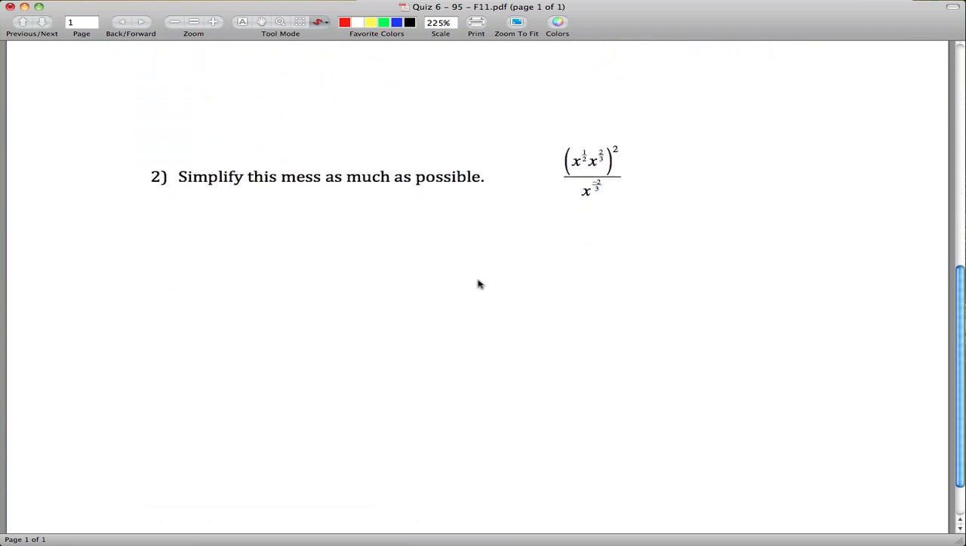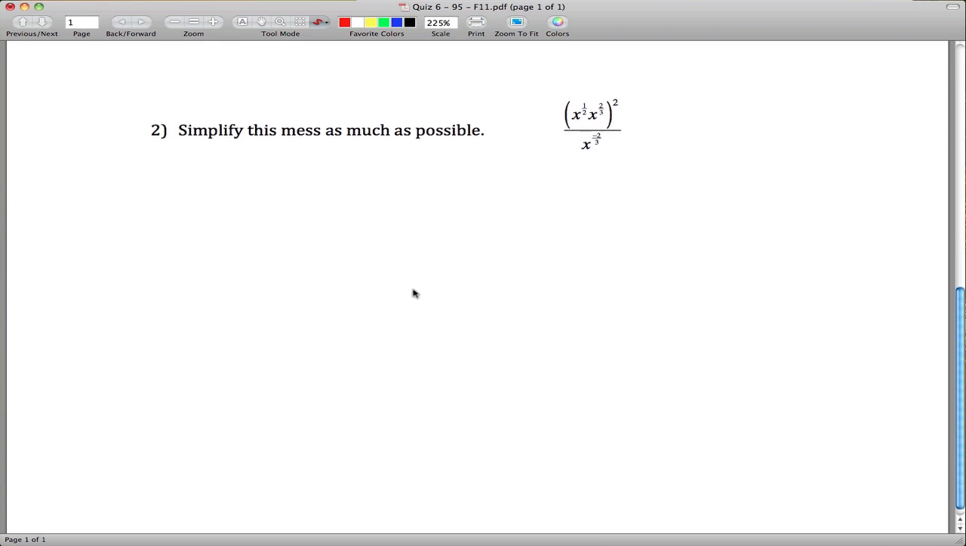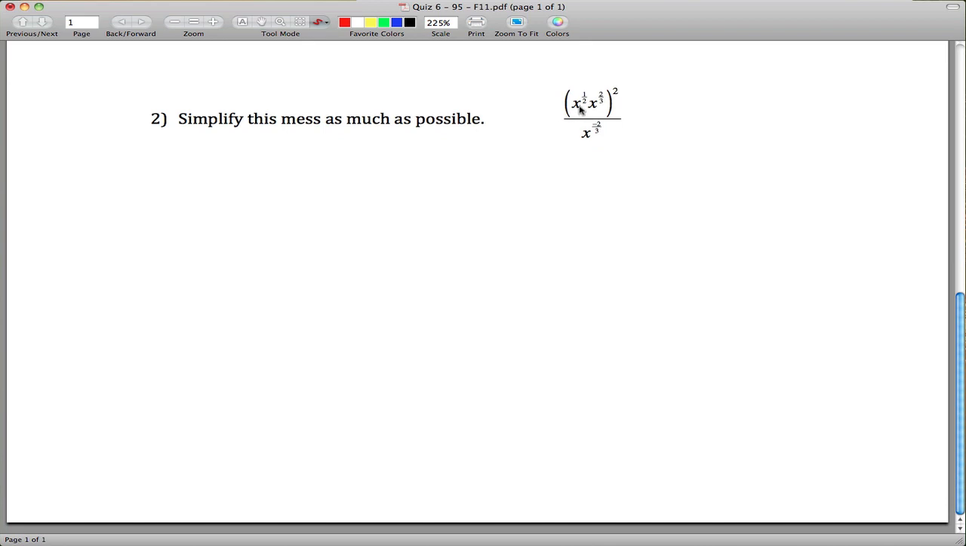Okay, another just big mess that we're asked to simplify. See, a couple different ways to do this one. I think the way I see it is I first see what's inside these top parentheses, x to the 1/2 times x to the 2/3. So I have the same base and different exponents. So what I want to do is add the exponents. So what I need to do is add 1/2 and 2/3.